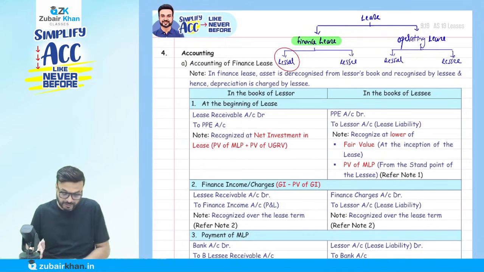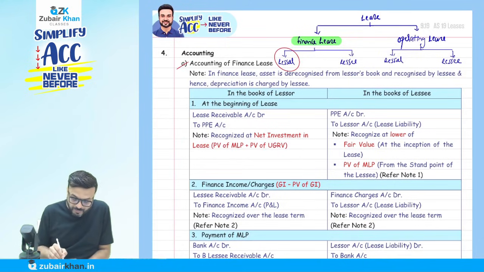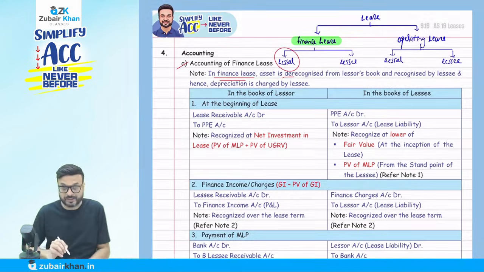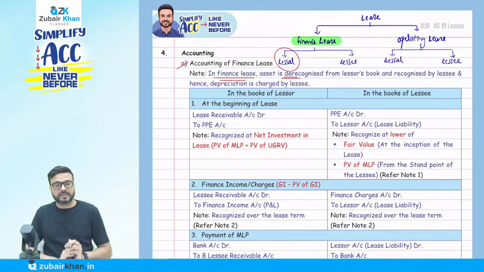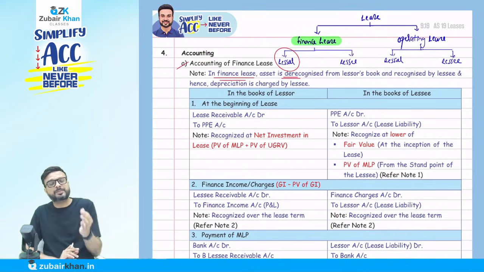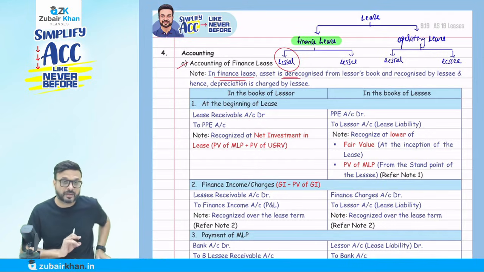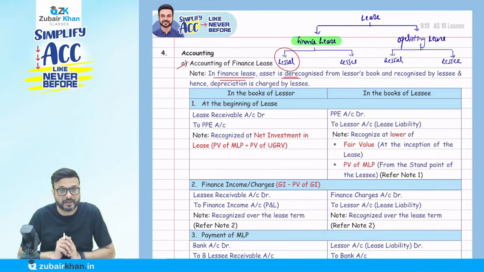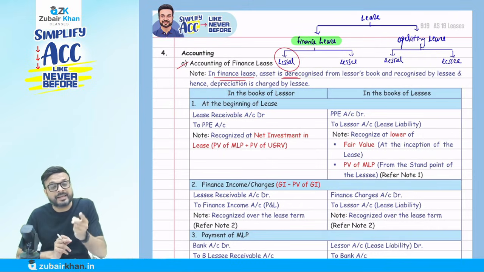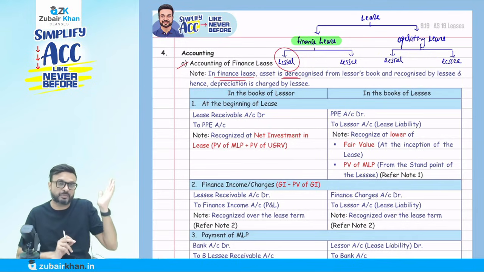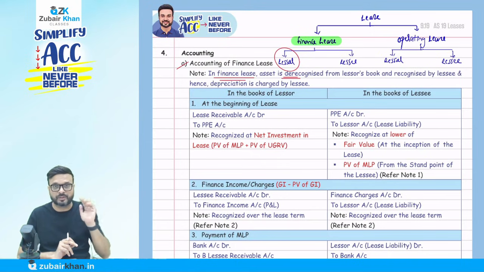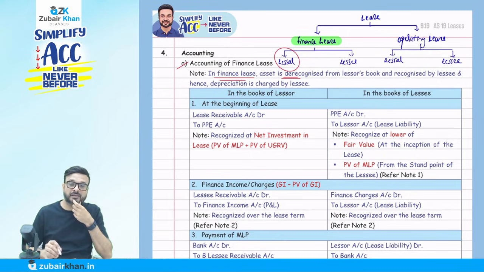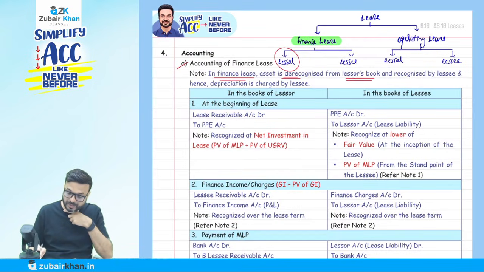Now understand this. In case of a finance lease, the asset is de-recognized. When we talk about the finance lease, what is this finance lease? Substantially all risk and reward has been transferred to the lessee. If the risk and reward has been transferred to the lessee, what is going to happen? The lessor has to de-recognize, remove the asset from the books of account in case of a finance lease. It's like a sale, but it is not an actual sale. So they have to remove the asset from their books of account.